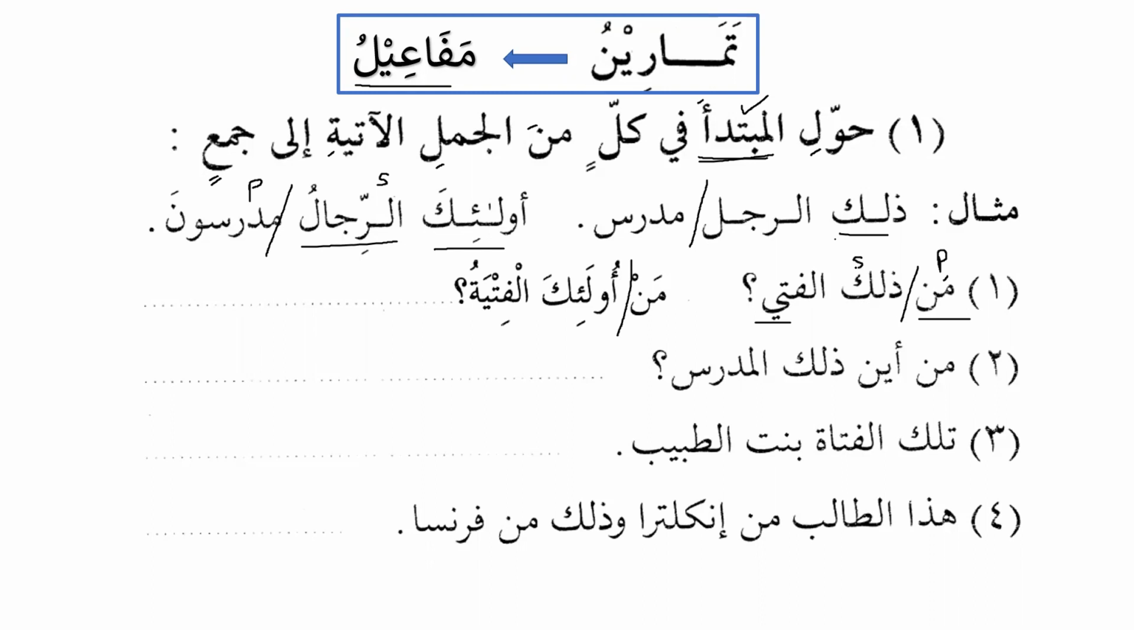So we will say dhalik al-fata is subject and man is predicate. Now why do we have man in the beginning of the sentence? Because we know it's a question word, and generally question word comes in the beginning of the sentence. Min aina dhalik al-mudarrisu, where is that teacher from? And we want to say, where are those teachers from?